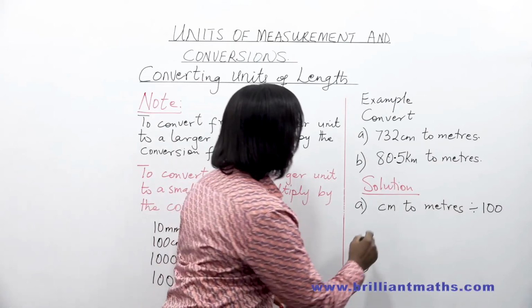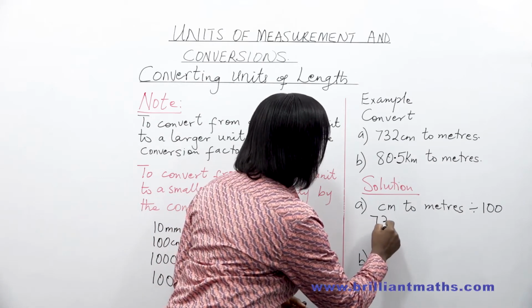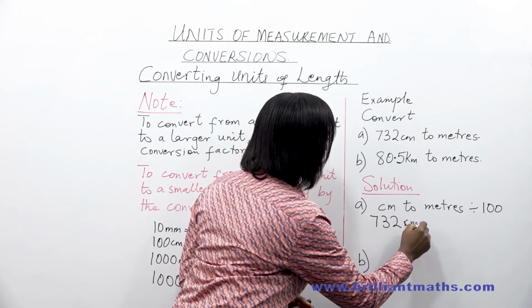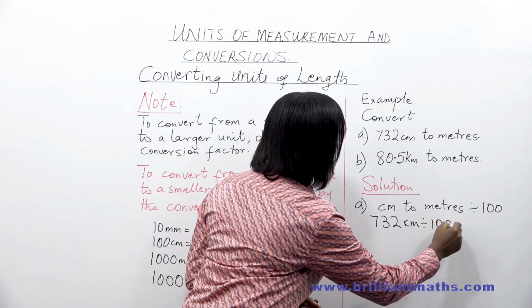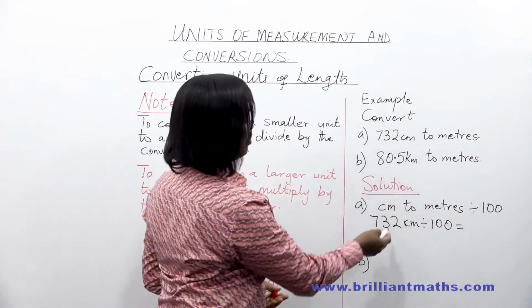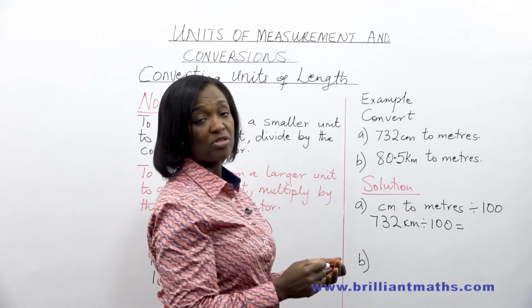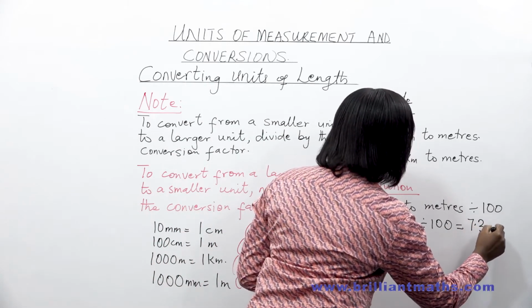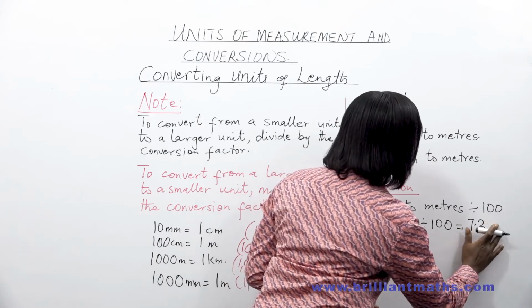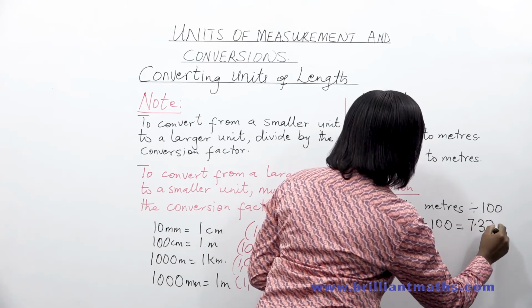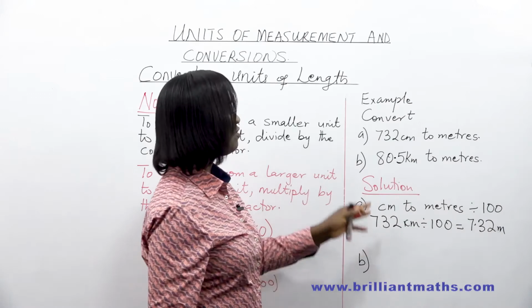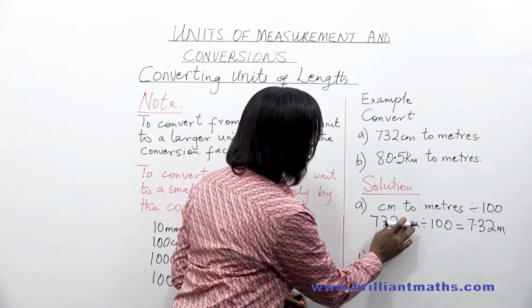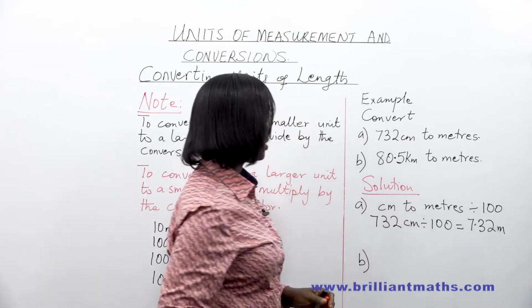So we're actually doing 732 centimeters divided by 100, and if we divide by 100, it becomes 7.32 meters. So 732 centimeters is equal to 7.32 meters.